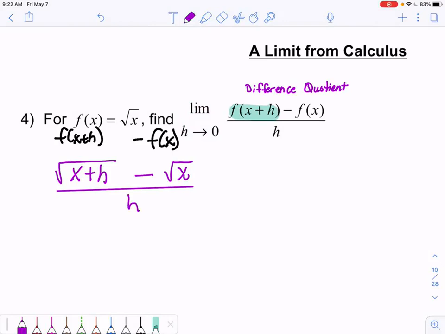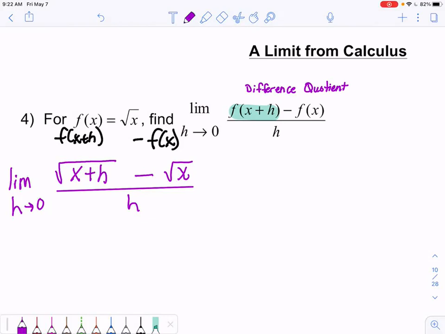Now, the only thing I'm going to add is the fact that we're supposed to find the limit as h approaches 0. So I have the limit as h approaches 0, the square root of x plus h minus the square root of x all over h. I cannot plug in 0 for h because then it would be undefined. So instead, we have to do something algebraically with this function to alter its appearance so that we can evaluate it. So what could we do with this algebraically to alter the appearance of the function?